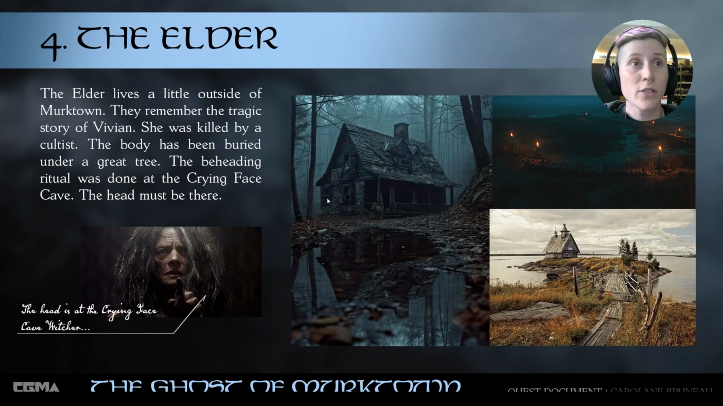Then you need to find the Elder. The Elder lives a little outside of Merktown. They remember the tragic story of Vivian. She was killed by a cultist. The body has been buried under a great tree. The beheading ritual was done at the Crying Face Cave. The head must be there. So you go there, you talk to the Elder, and then hop onto your journey.